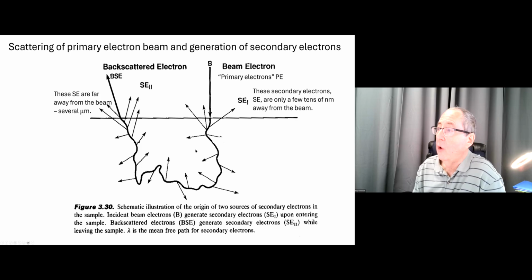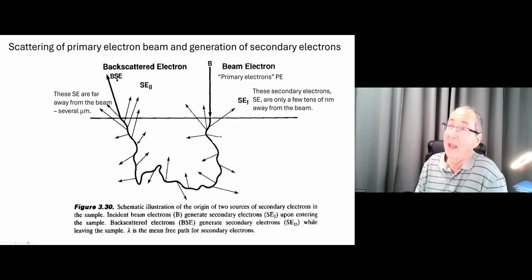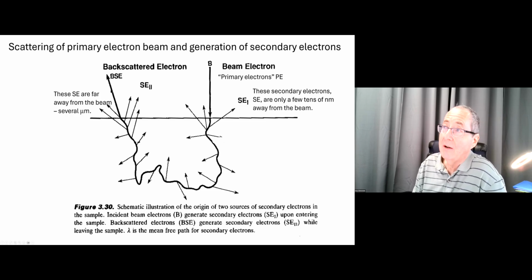They enter your resist or substrate, whatever you've got as a stack, and they bounce around and they reemerge, as some of them reemerge as backscattered electrons. So we're going to talk about 3 kinds of electrons. We're going to talk about primary electrons. We're going to talk about those high energy primary electrons that manage to find their way back out again with a little less energy than what they went in with. Those are called backscattered electrons.